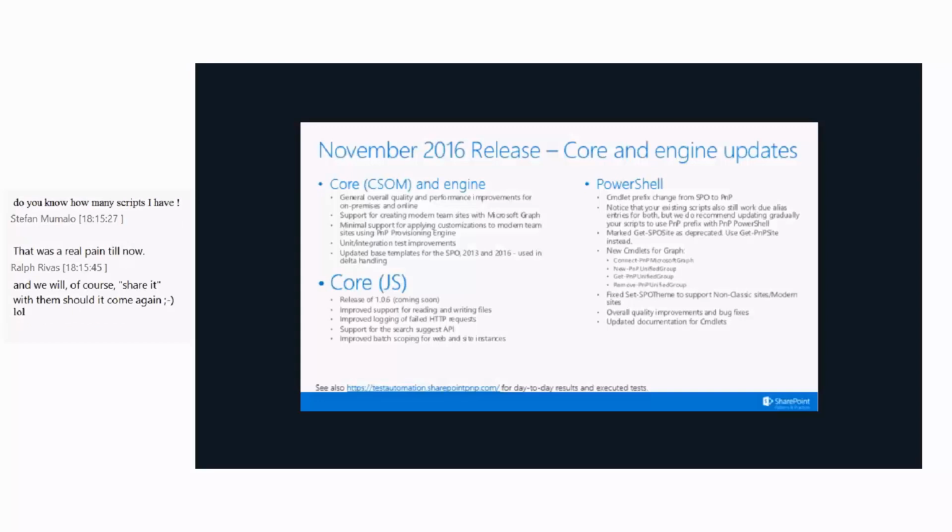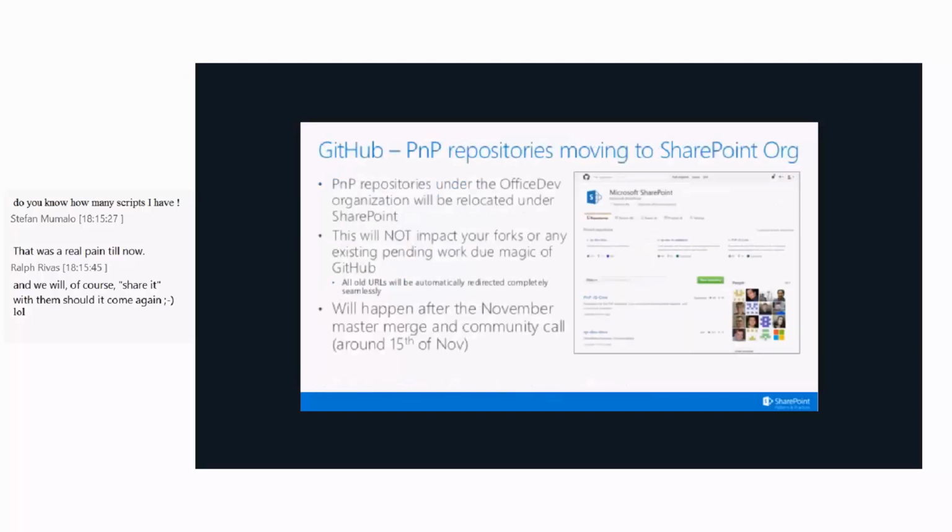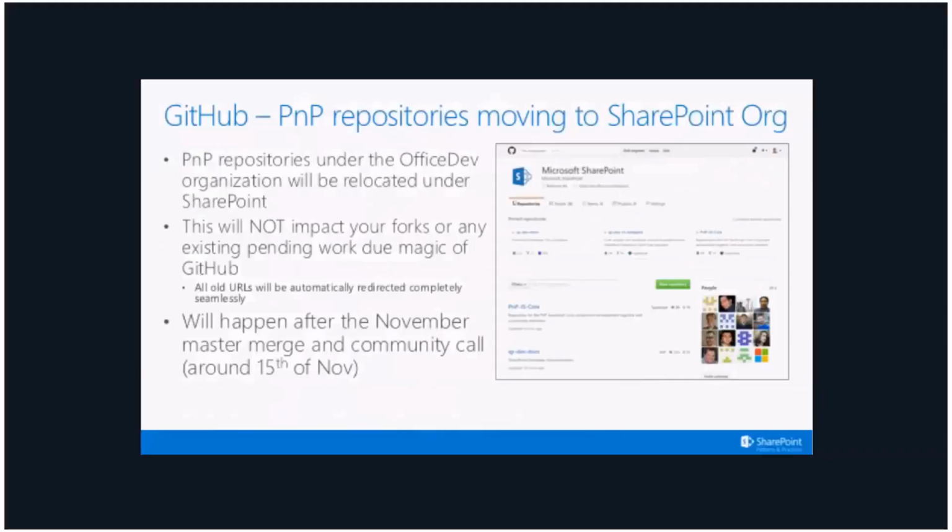Good. Moving on. One thing we wanted to give you a heads up on: we are moving, and before you freak out, if you have forked or made modifications within GitHub for PnP, this does not impact you at all. But what we will do is relocate PnP under the SharePoint brand, so it will be relocated under github.com/SharePoint. Right now, PnP is under the github.com/OfficeDev organization.